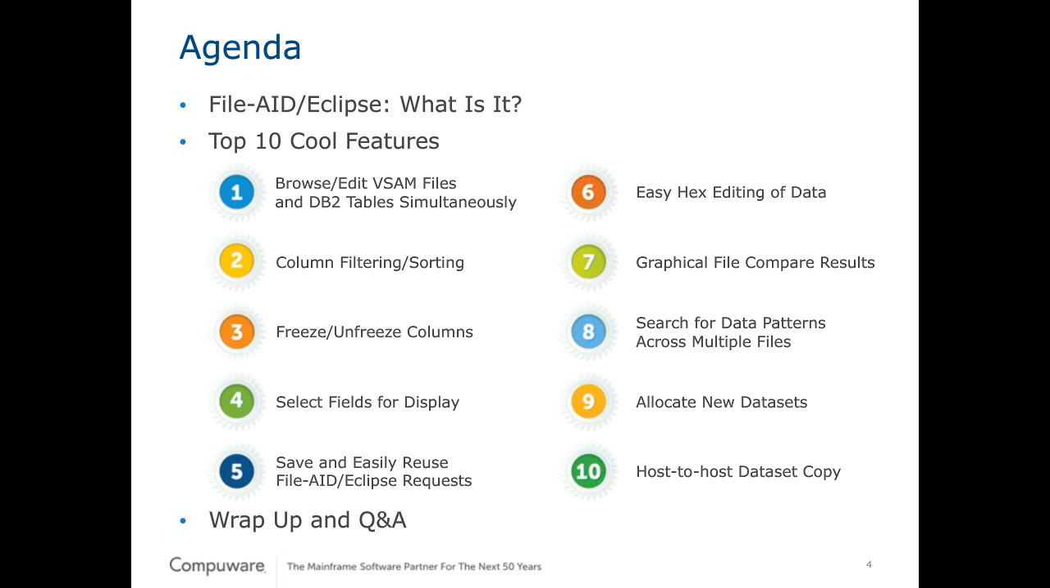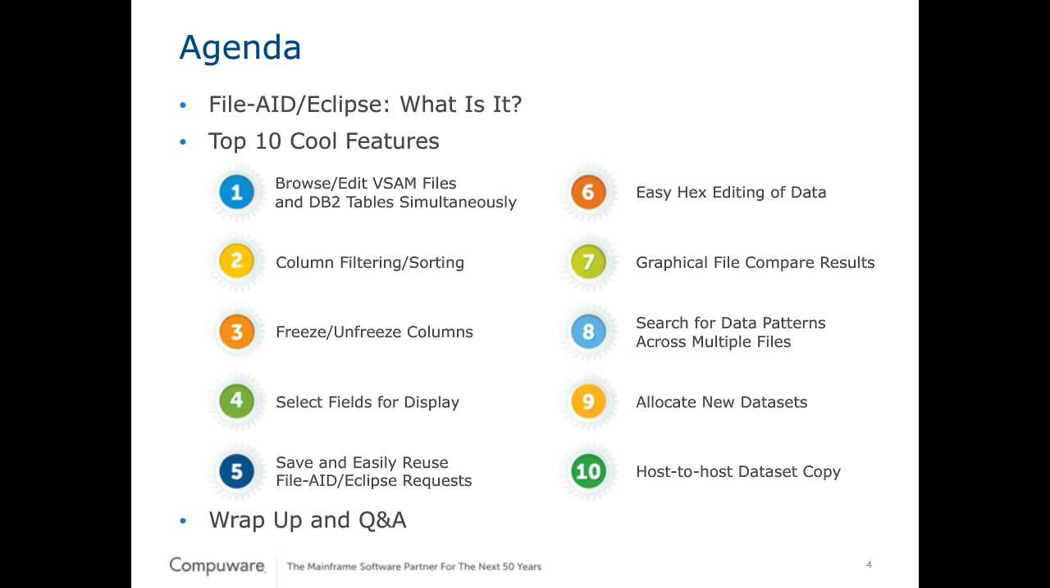Number 6, easy hex editing of data. Number 7, graphical file compare results. Searching for data patterns across multiple files and seeing a results listing of those. Being able to allocate new data sets easily. And number 10, the host-to-host dataset copy.